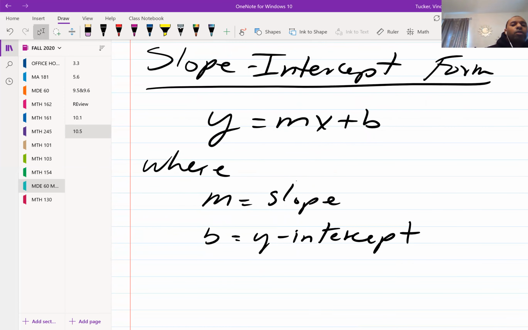All right, and so y equal to mx plus b, where m is your slope. And once again, don't forget, the number that's in front of x is your slope. X is not a part of your slope. And then the other number is your y-intercept.